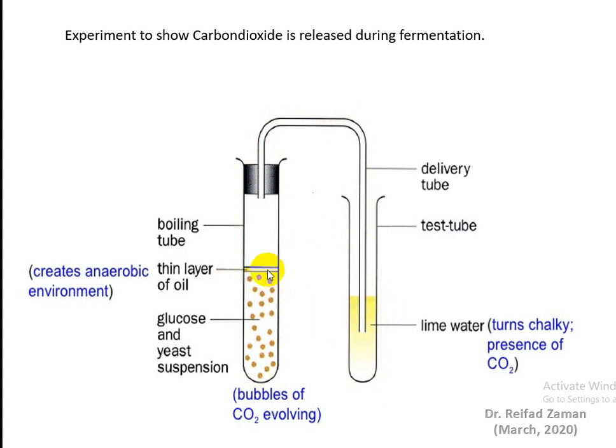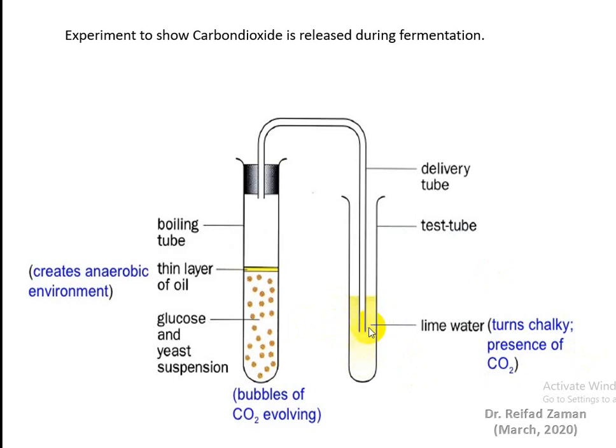You can see that there will also be a layer of oil on top of the glucose solution. Now if we leave this setup for say 30 minutes, then after 30 minutes we will see that the colorless lime water will turn turbid or milky. The question is, why did this happen and what does this demonstrate? Now we said earlier that when we see clear lime water turning milky, it only means that carbon dioxide is being added to that solution.